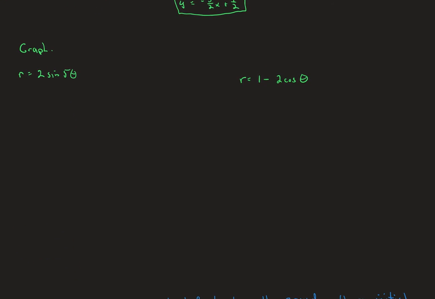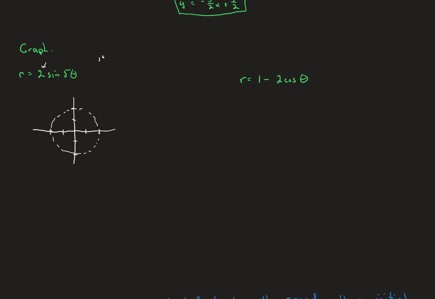Okay, let's see if we can graph this one. So the first one here is going to be a rose curve. Because the r is the 2, we know that the furthest the curve will ever be from the pole, or the origin, is going to be 2. So I'm going to put a dotted circle of radius 2 to use as a guide.